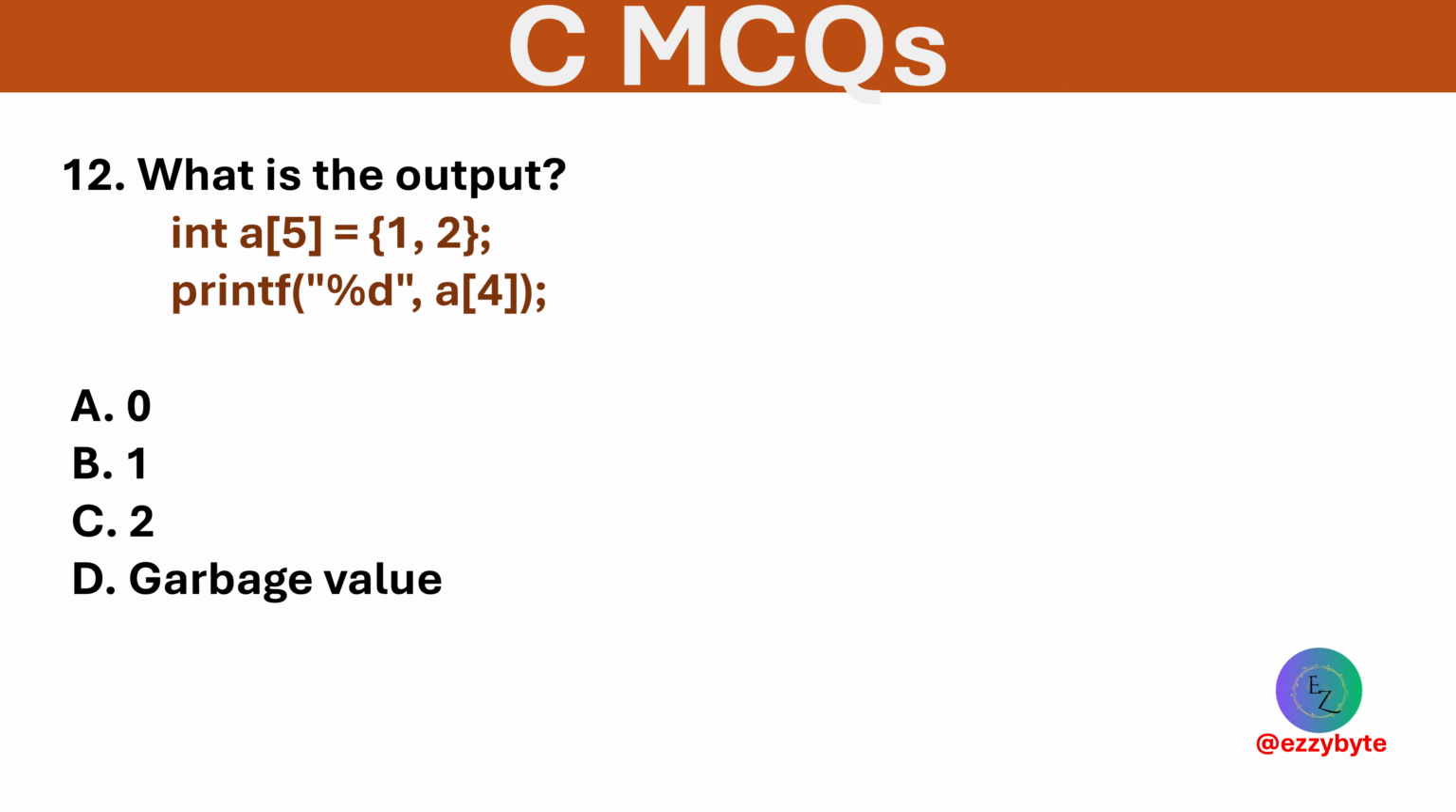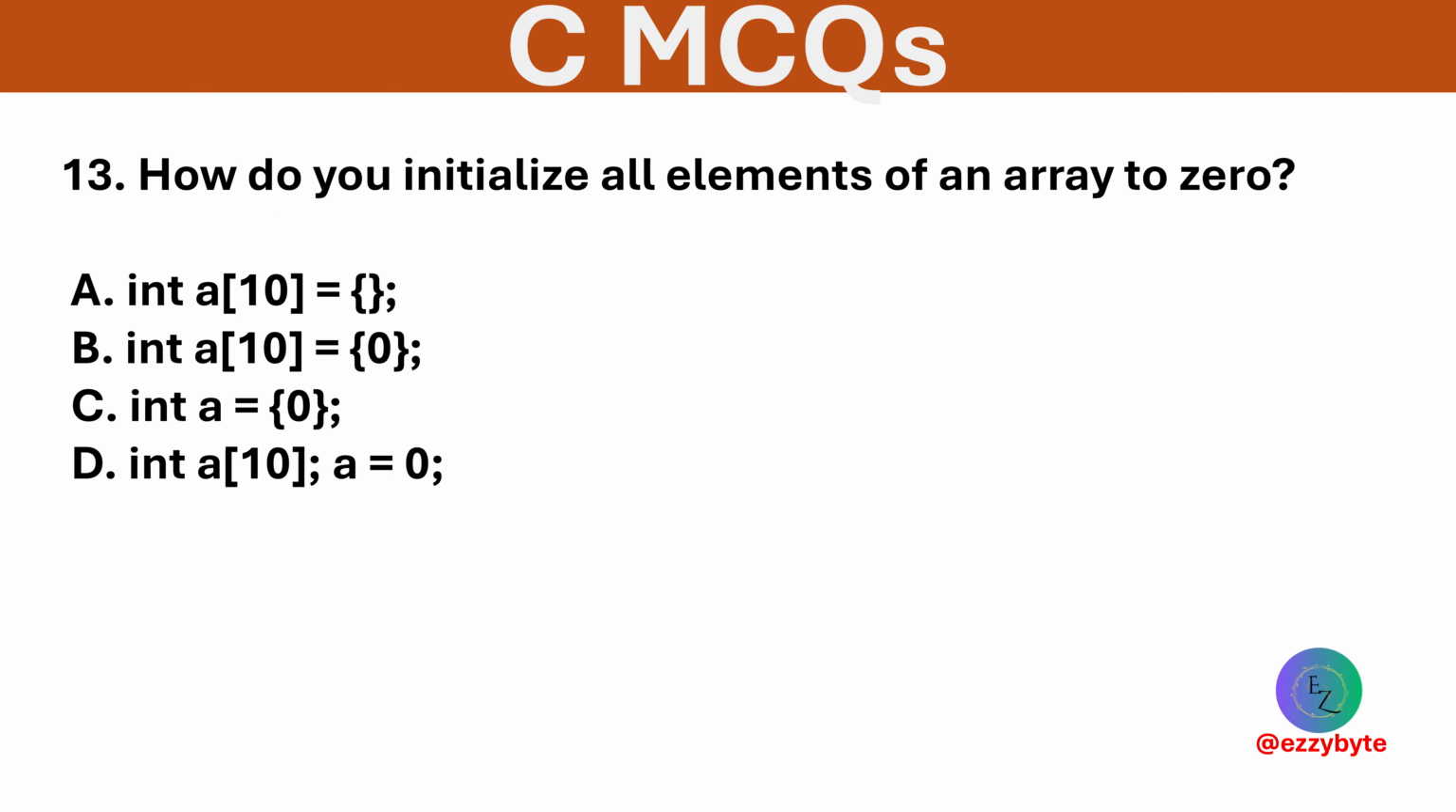What is the output of the following? Options are 0, 1, 2, and garbage value. Option A is correct. Uninitialized elements are set to 0 if the array is partially initialized. How do you initialize all elements of an array to 0? Options are given below. Option B is correct. Initializing with 0 sets all elements to 0.